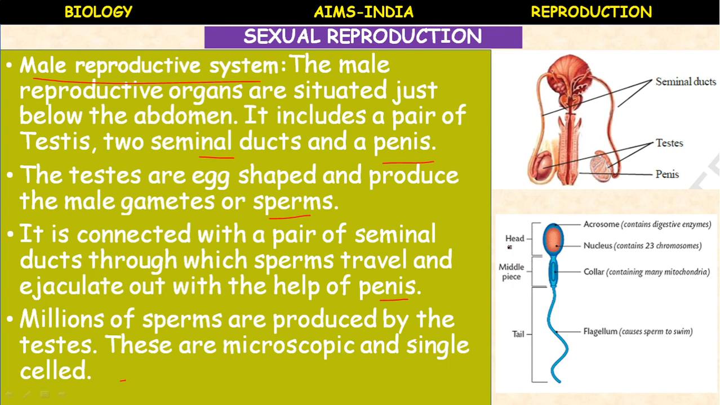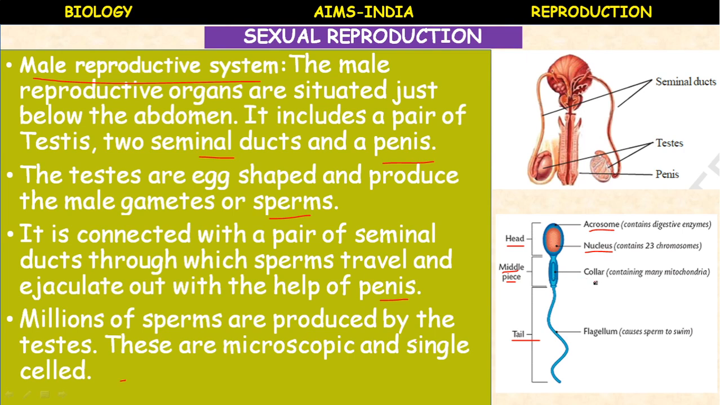It consists of three main parts: head, middle piece, and tail. The head is covered by a transparent membrane called the acrosome, which contains some digestive enzymes. This helps in the fertilization process. Then in the head region there is a nucleus which contains 23 chromosomes, representing the chromosomes of the male gamete, which is haploid. Haploid means only one set of chromosomes is present.